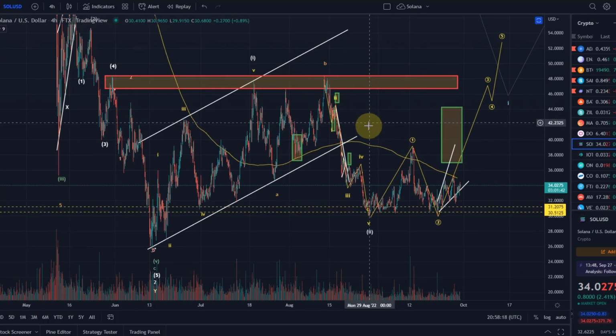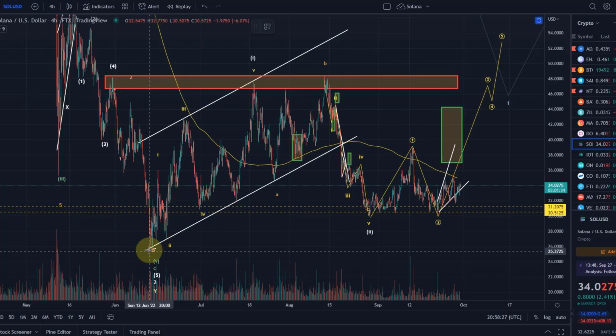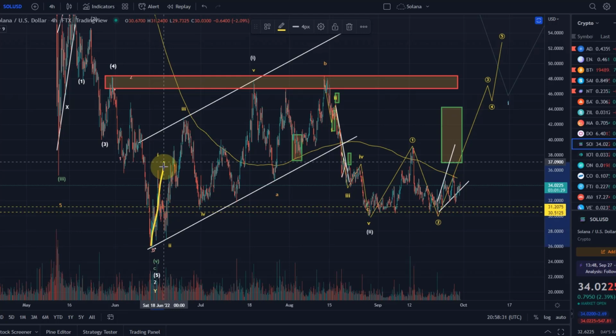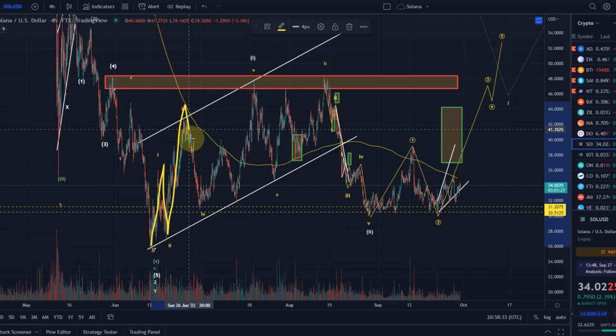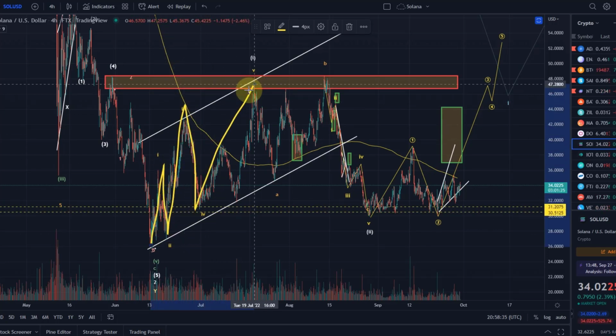Again, Solana, it's a choppy chart, a messy chart, typical for the current environment of uncertainty. We started here at the low at around $26, and then we moved up in a 1, came down in a 2, up in a 3, down in a 4, up in a 5. That's the bullish count: a wave 1 in 5 waves, which peaked at around $47.60.